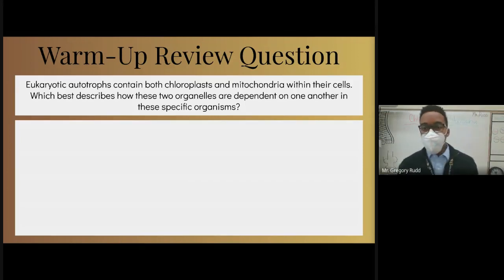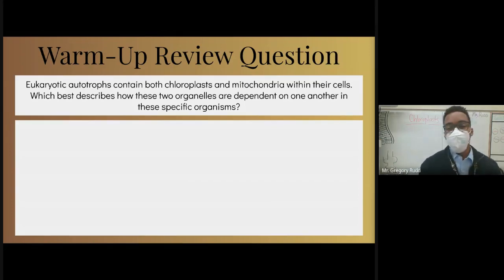So I've got mitochondria on the left. I guess that's on the right. Chloroplasts on the left. What do we know about these two organisms? Somebody's got to know something. What do we remember?